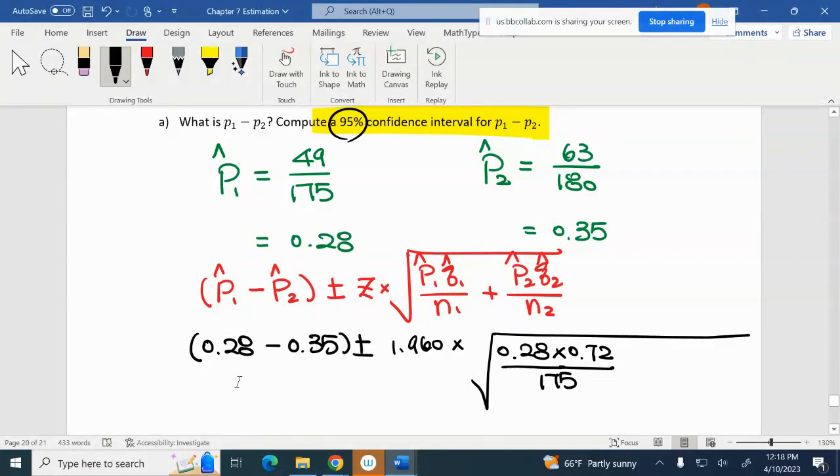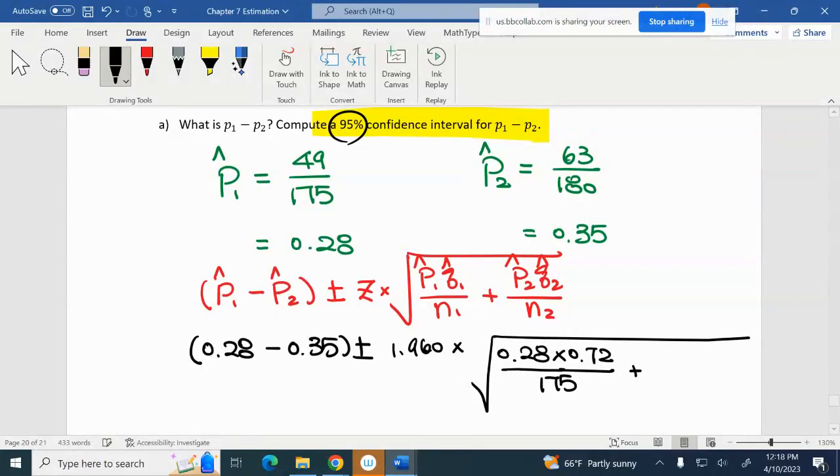How did I get 0.72? You know the 0.72 must be the Q. How did you get the Q? Subtract the P from 1. 1 minus the P, right? The other one is 1 minus 0.28. That would be the Q, 0.72. Same idea. The second one is 0.35. How much will be the Q then? 0.65. Sample size 180.